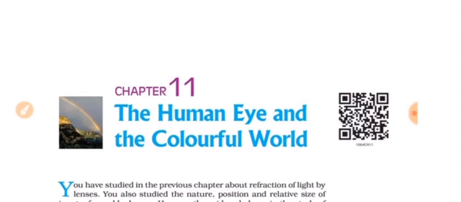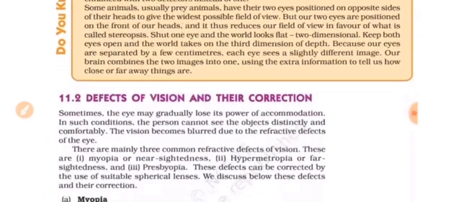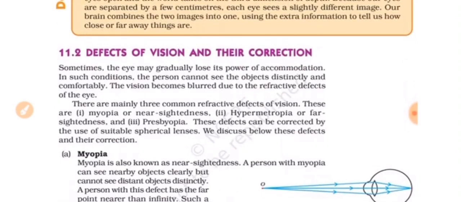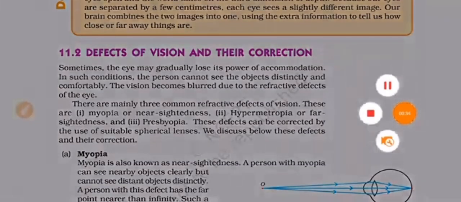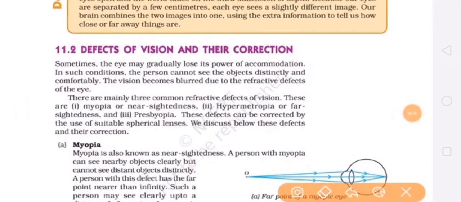In our previous classes we have learnt about the structure and functioning of all parts of the human eye, and we have seen the diagram also. Then we have learnt about the power of accommodation. In this video lecture, we will learn about the defects of vision and their correction. So there are 3 defects of vision, and these are myopia, which is also known as nearsightedness. Second is hypermetropia, and the other name is farsightedness, and the third one is presbyopia. So about these 3 defects we will learn in this video lecture.